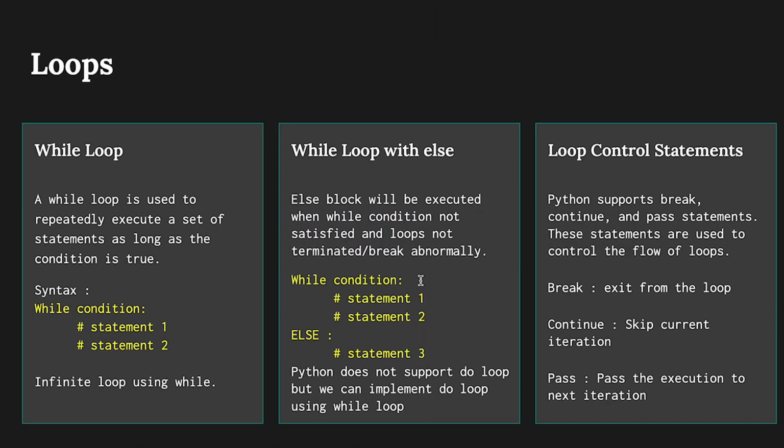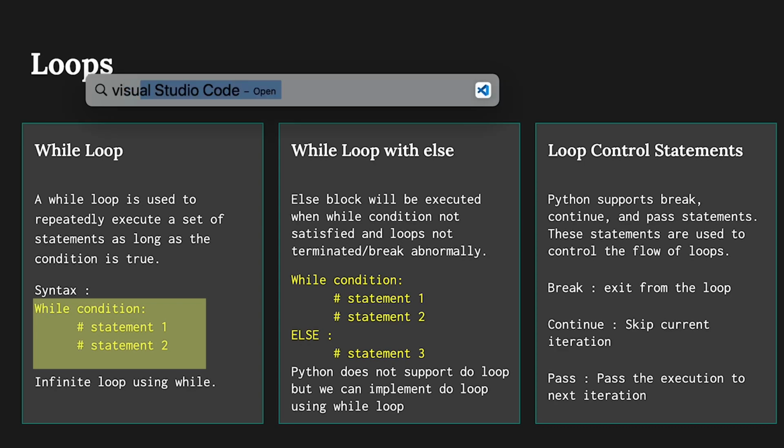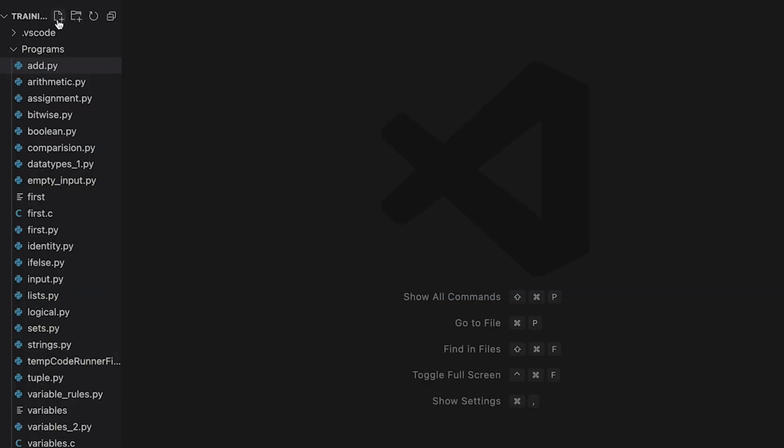Okay, so let's understand this theory now. A while loop is used to repeatedly execute a set of statements as long as the condition is true, and its syntax is while, then the condition, and then the statements which we have to repeatedly execute. Okay, so let's understand this with the help of one example.